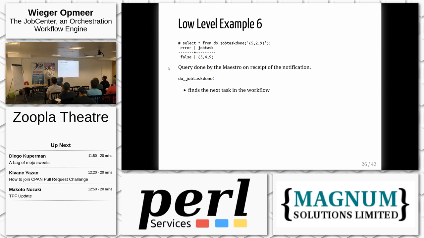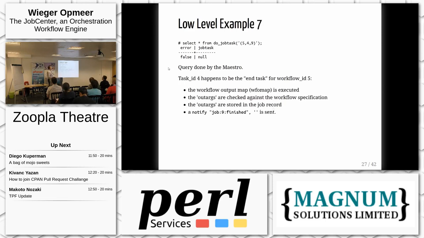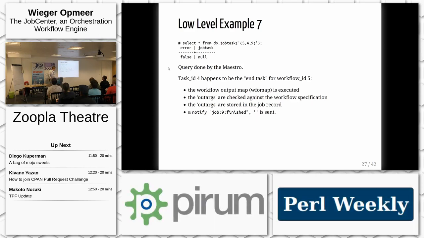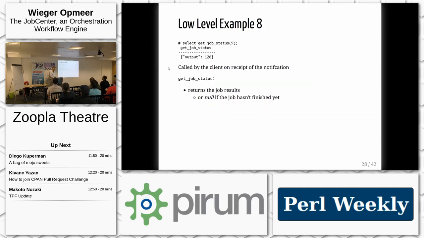Again, the maestro needs to find out what's next. It gets the what next, and then we get another step, which happens to be the end task. The end task is something internal. It calculates the results of the workflow, as in the workflow output map that I showed earlier. Then, in the previous step, a notification was sent that the job was done, so the client can call get job status and get the results of the job: the input was 123, the output is 126 because we added three. Very complicated.